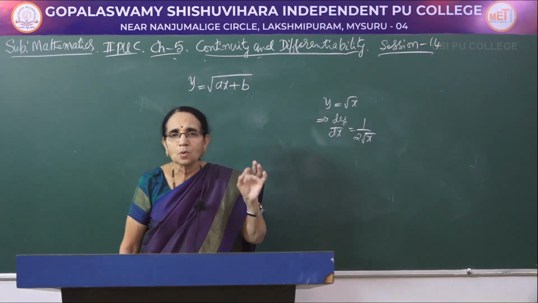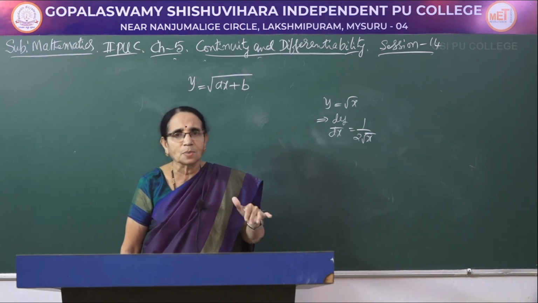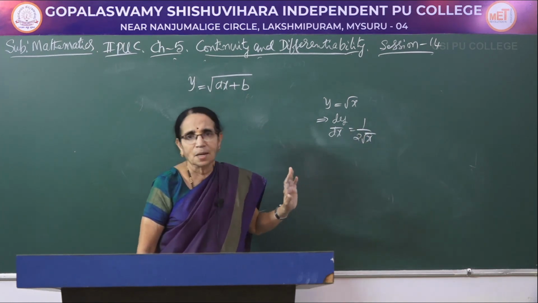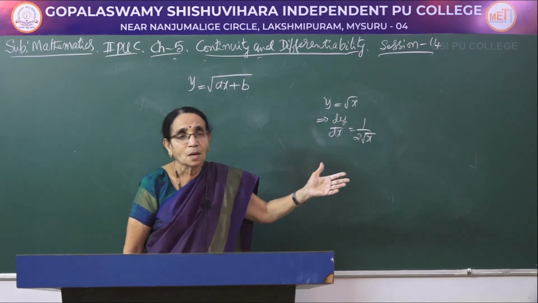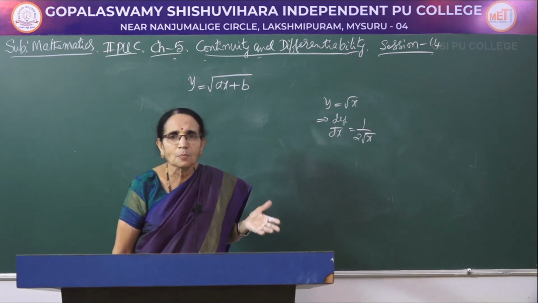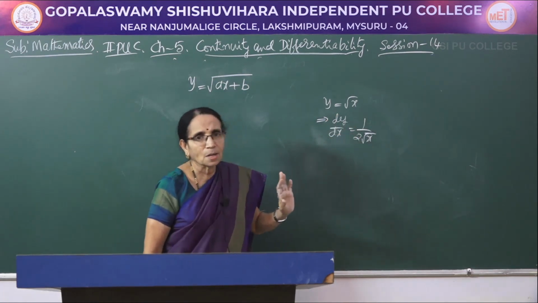That is, the derivative of the square root of anything is 1 by 2 into root of the same thing. Of course, that function has to be differentiated again if it is other than x. Understand? x means directly this one, any other function. Suppose in the place of x you have sin x, it automatically becomes a composite function, so we apply the chain rule. This is the basic function directly we are writing.